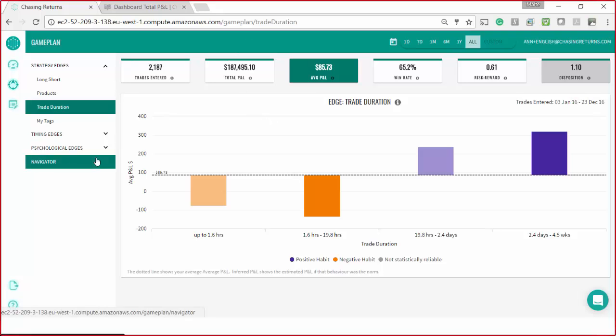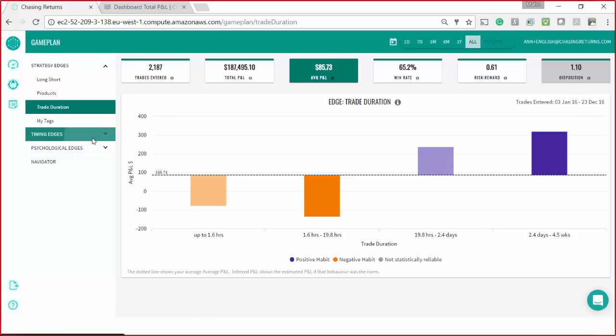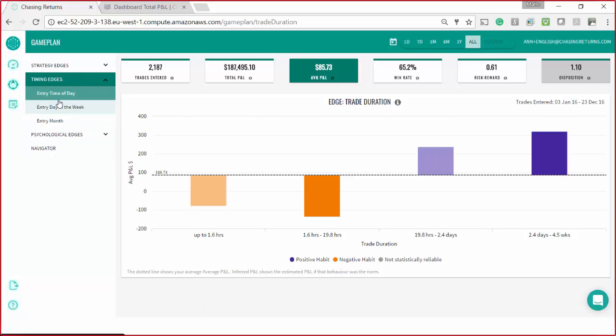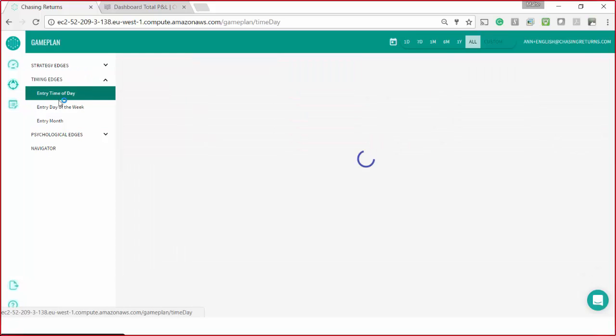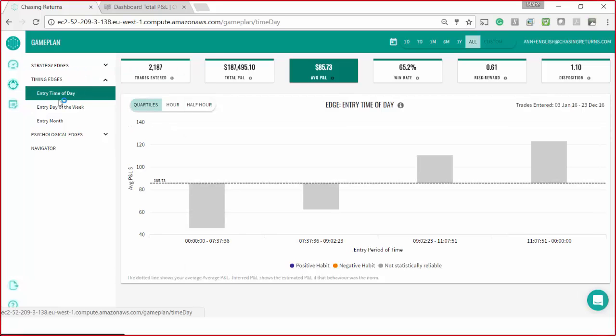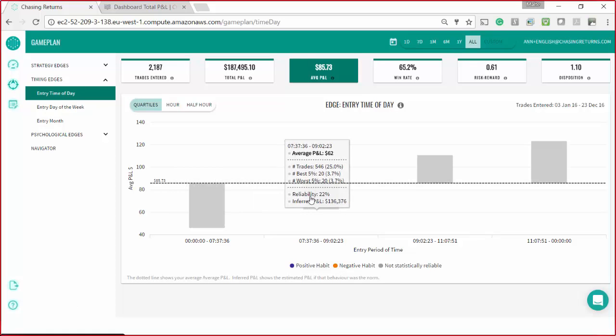Right. Skip my tags and we'll come back to it. Go on to timing edges, which is here. And we'll just briefly have a look at those. So entry time of day, very classic behavior. So this is a professional trader, and interestingly, he's got no edge when you just look across the day. So he does not do so well in the morning, but it's not reliable in terms of data. So even though there's 500 trades done before 7:30 in the morning, our analytics are telling us that is coincidental, and there is not enough information to say it's actually a habit for him.